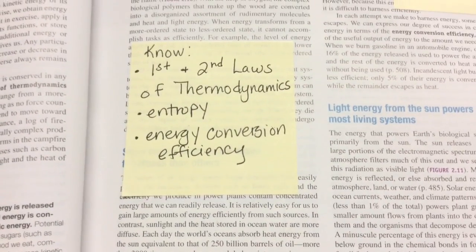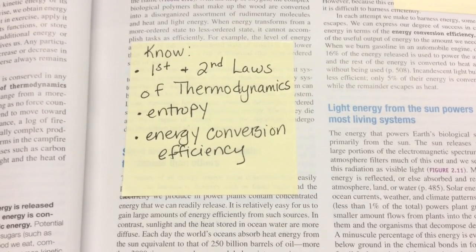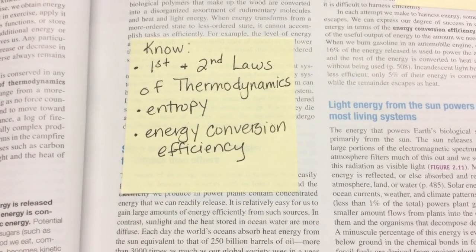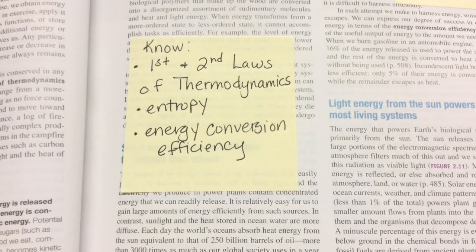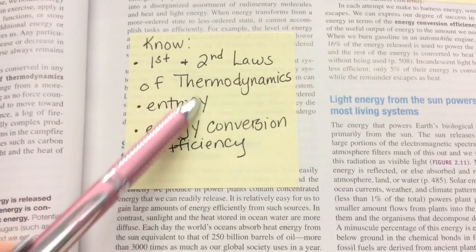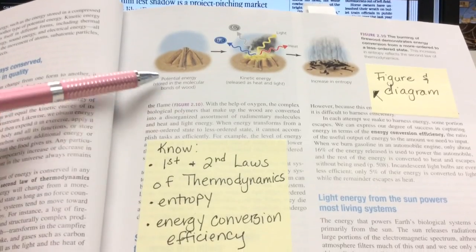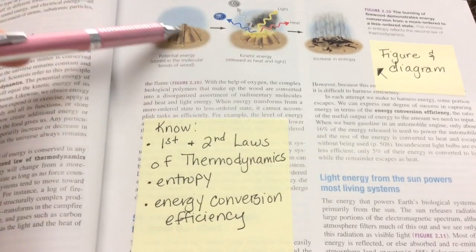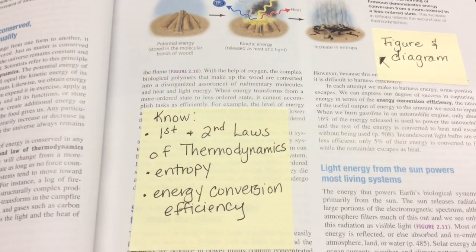Know the first and second laws of thermodynamics. We will refer to these often this year. Entropy is an increase in disorder. So when you change energy, you go from a more ordered state to a less ordered state. And so this is an increase in disorder. So you have disordered here. You went from nicely ordered molecules in wood, and you broke this energy into heat and light, and then you increased in disorder.